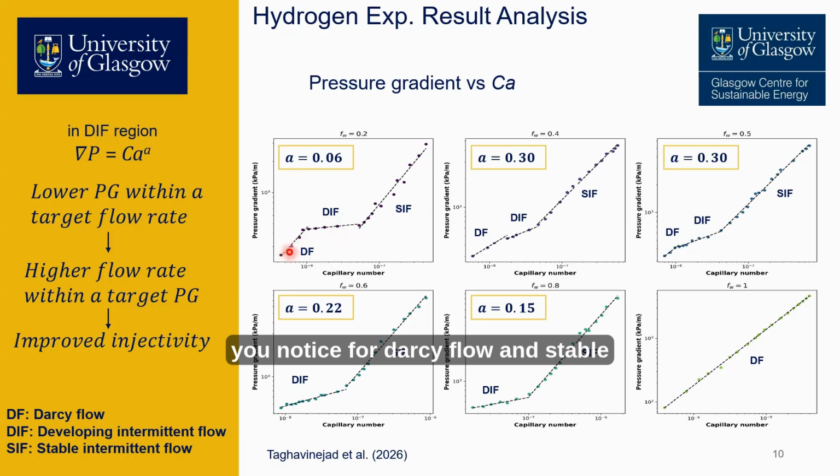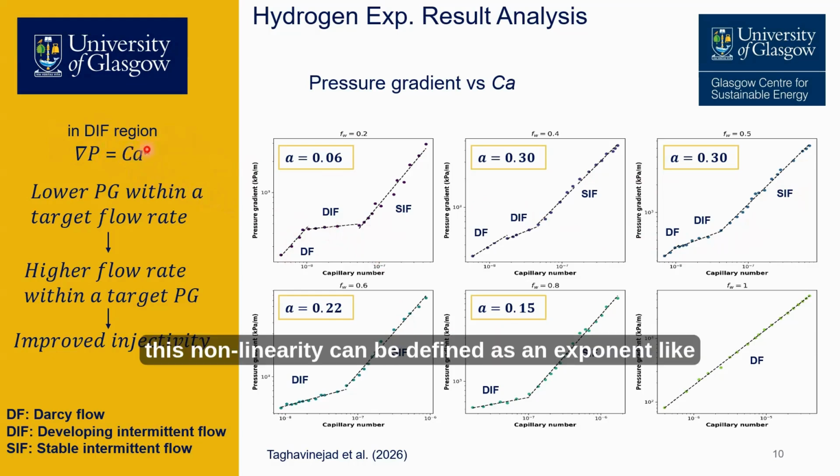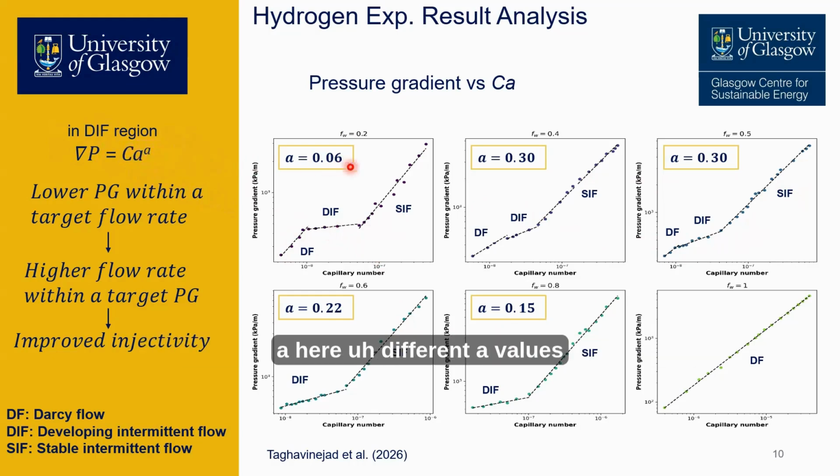If we notice, for Darcy flow and stable intermittent flow in all cases, the relationship between pressure gradient and capillary number is linear. So there is no exponent like A here. So it's linear, and the pressure gradient is explicitly equal to the capillary number. But for the developing intermittent flow region, we can see that this behavior is nonlinear. So this nonlinearity can be defined as an exponent like A here, with different A values for each of the co-injection cases.